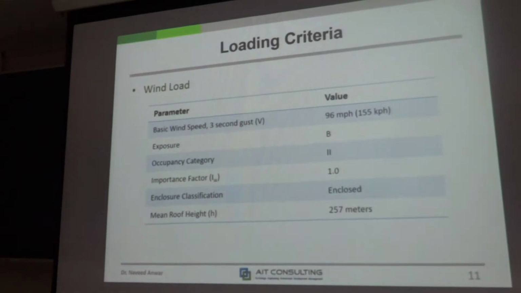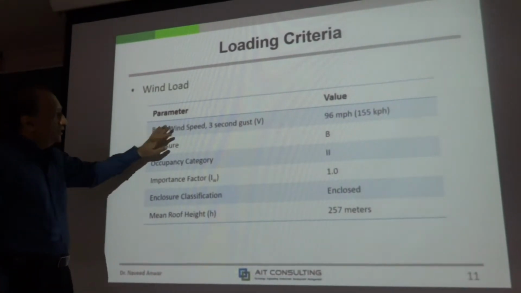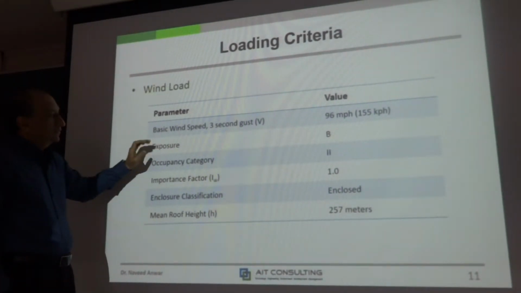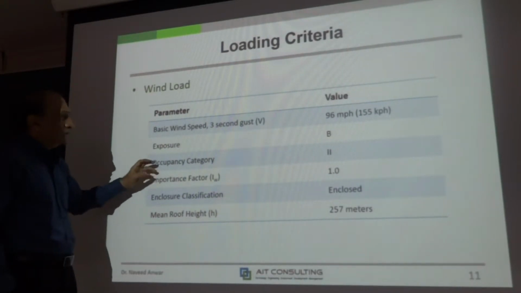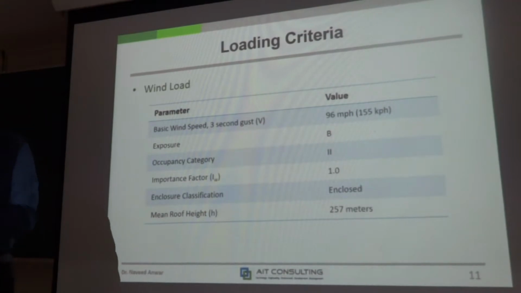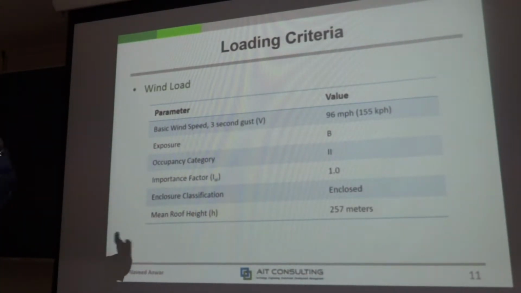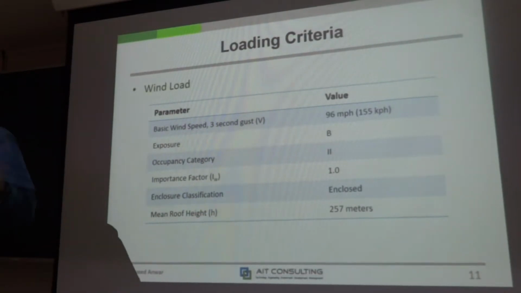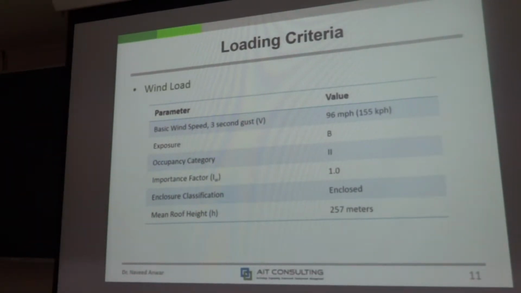For wind, you specify basic wind speed, exposure, occupancy category, importance factor, and so on. All these are again based on code. You should have wind maps to know where the wind velocity will be, right? Whether it's open, whether it's a city, in the open.